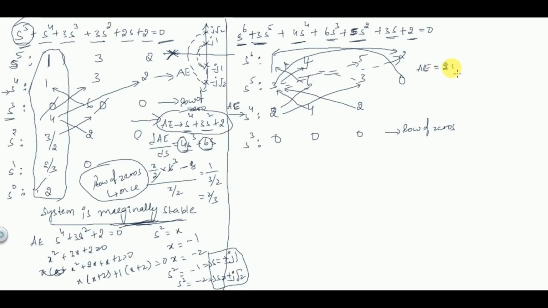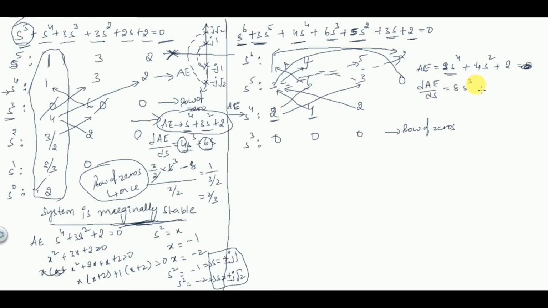2s to the power of 4. So the coefficient of s to the power 4 is 2, plus this is the coefficient of s square, because these are even powers of s, you will get only even powers. So 4 into s square plus 2 is equal to 0, this is the auxiliary equation. So what is the differential of the auxiliary equation?